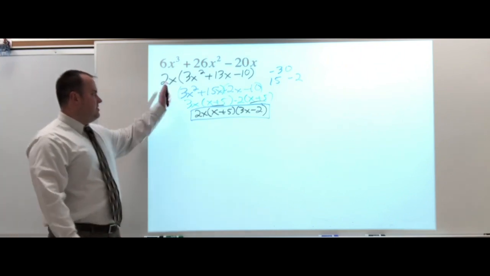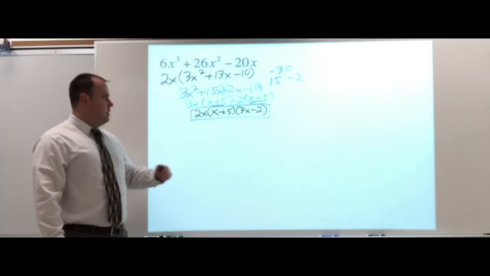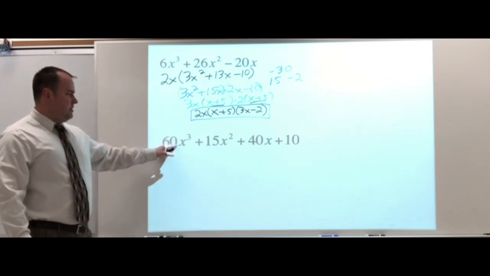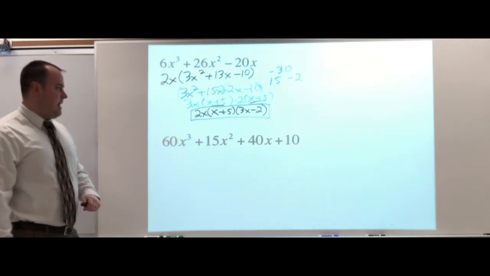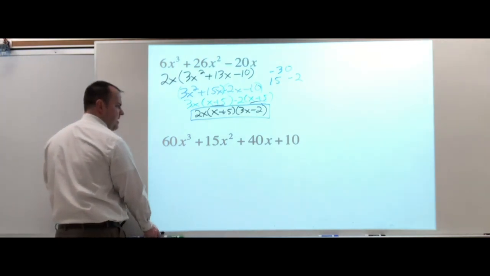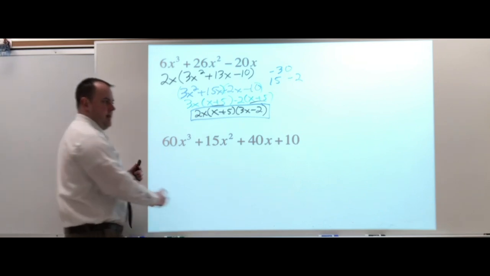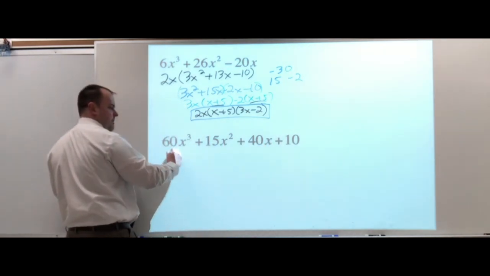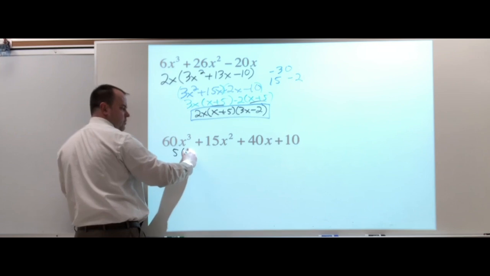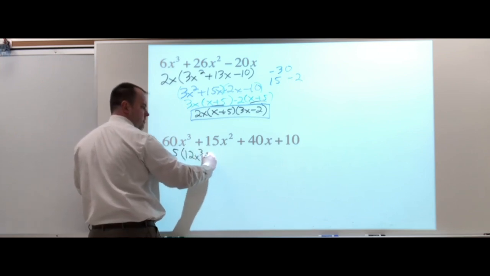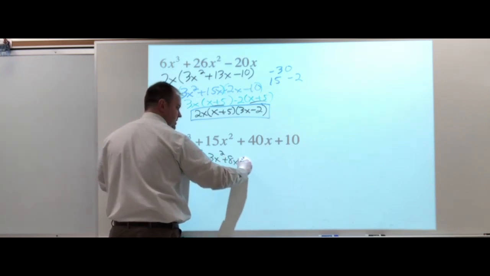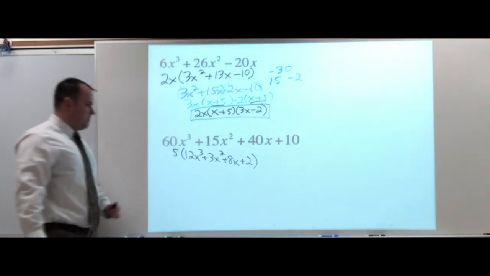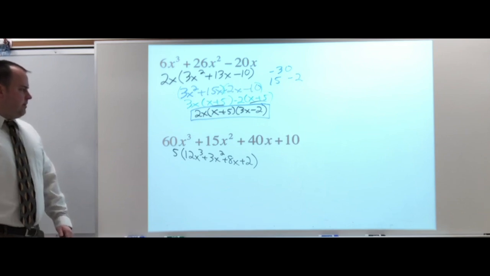So GCF first, and then count the terms. Doing another example, 60x cubed plus 15x squared plus 40x plus 10. Looking at this, I'm going to take out a 5. There's no x on that 10, so it's not 5x, it's just going to be 5. And we should get 12x cubed plus 3x squared plus 8x plus 2. Just double check my work there real quick. 12, 3, 8, and 2.